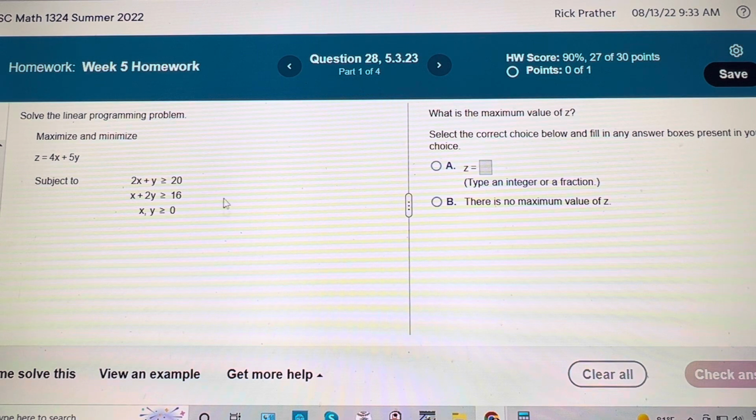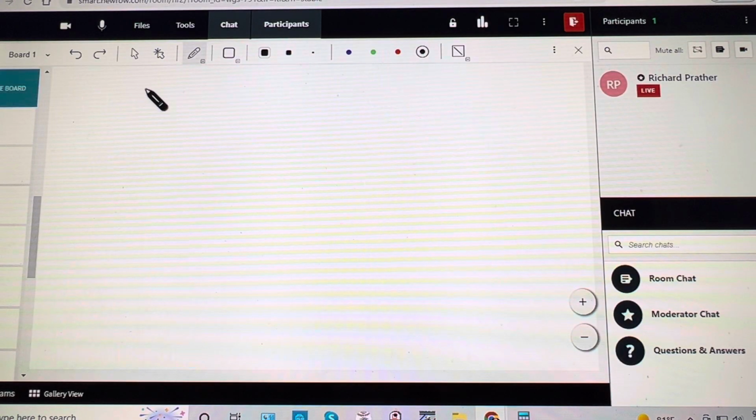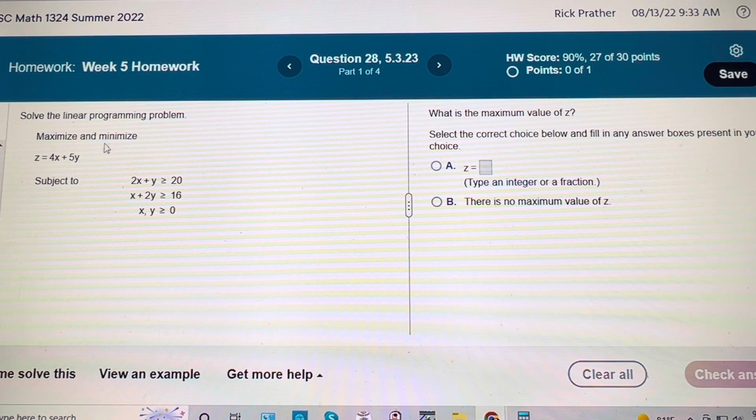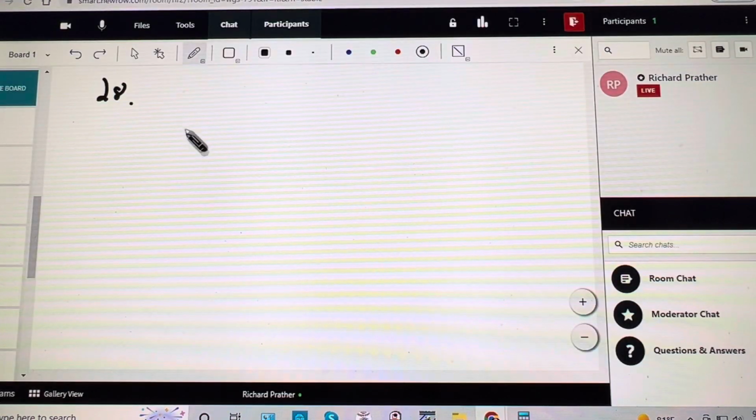Okay, now we're same kind of deal on 28. There's only 2 inequalities. So we're trying to maximize and minimize. This is the first time they've said that. See how they have the Z now? So it's when you're doing both, that's when they like to use Z. Z equals 4x plus 5y. And you're trying to max and minimize that.